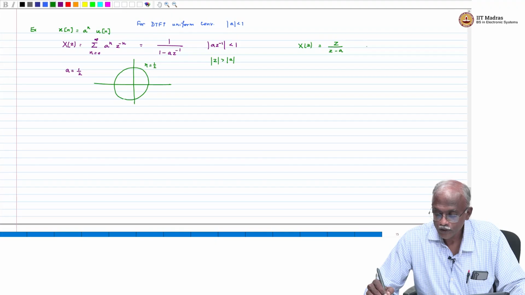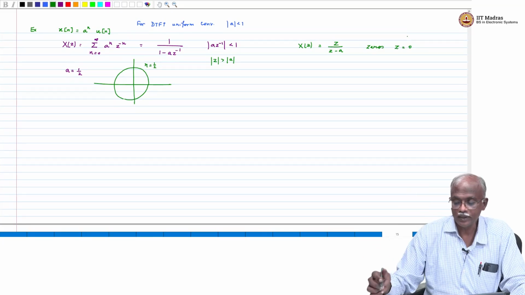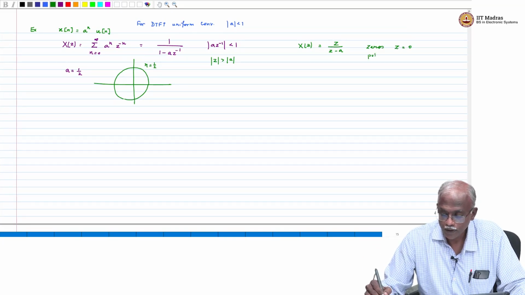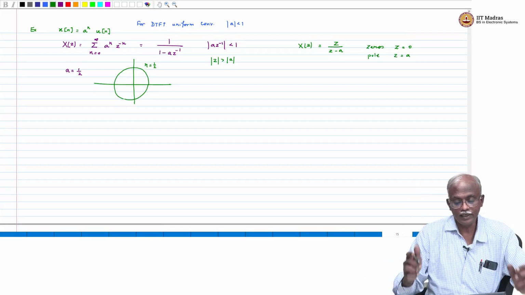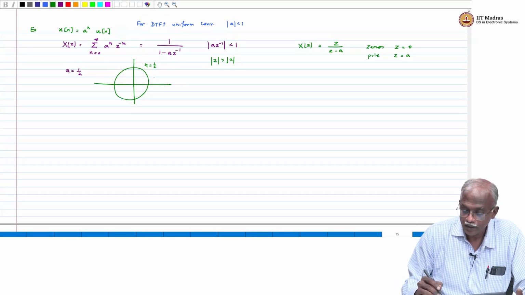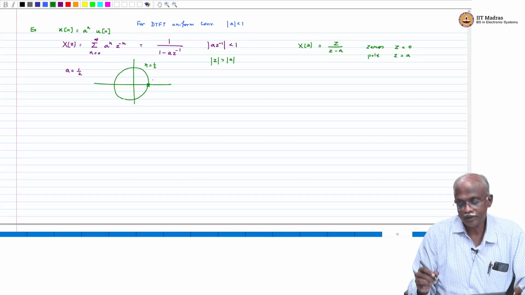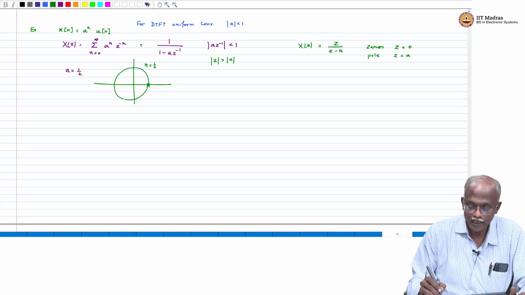So, where are the zeros? The zeros are at z equal to 0. Where is the pole? There is a pole at z equal to a. If you take z equal to a, then it will explode. So, in this particular case, we have taken a equal to 1/2. So, there is a pole, which is always marked with an x sign, at a equal to 1/2.